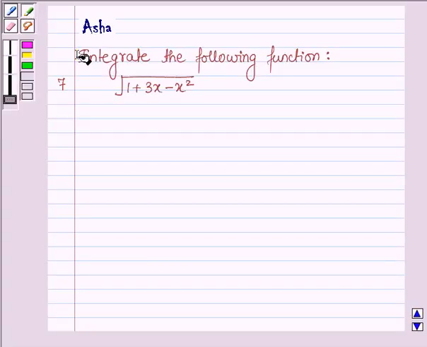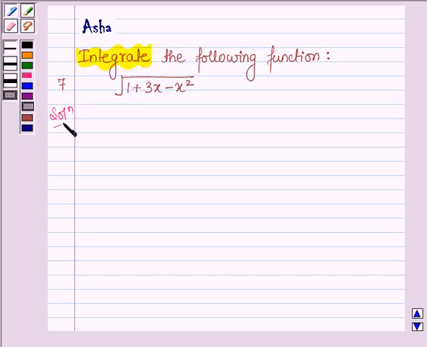It says, integrate the following function: root over 1 plus 3x minus x square. So let's start with the solution. We have to integrate root over 1 plus 3x minus x square with respect to x.